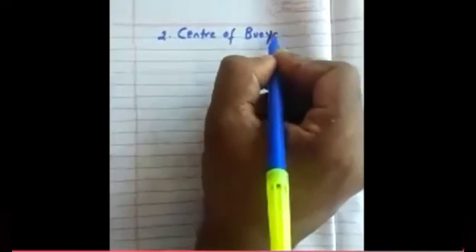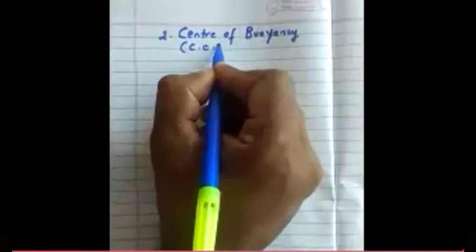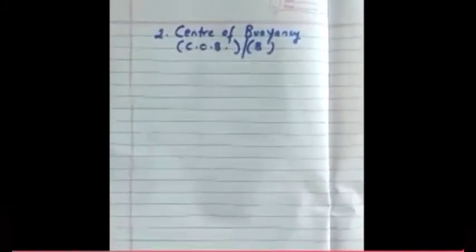I am moving to the next chapter. That is the second chapter. The chapter name is Center of Buoyancy. We call it COB. We also call it B. Center of buoyancy, or COB, which we also denote with the capital letter B.